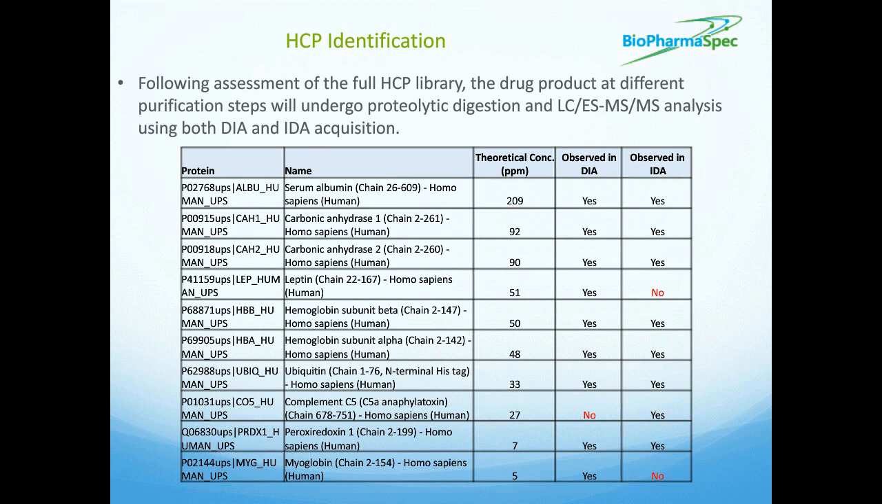So after we run it through the software, we're able to run our subsequent samples. So our NIST-MAB sample that has been spiked with this dynamic range standard. And the results of our case study showed that we were able to detect down to a 5 parts per million level using our data-independent method.